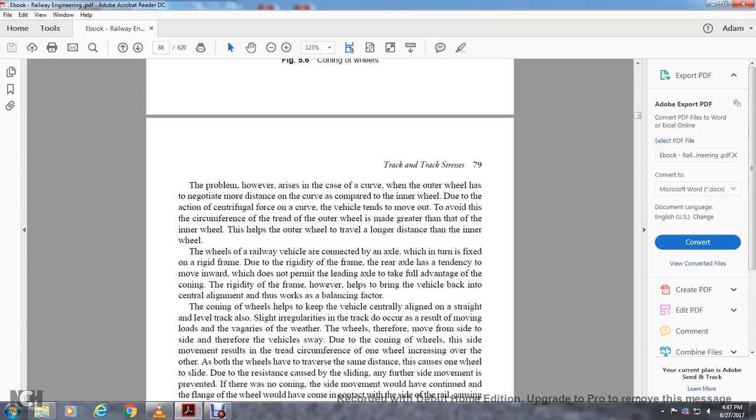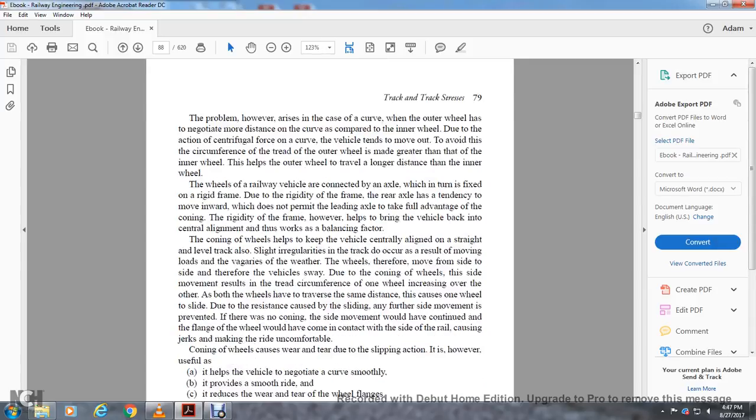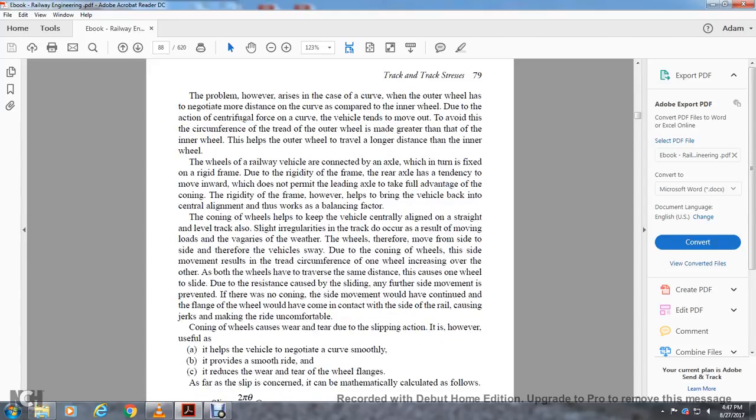The wheels of a railway vehicle connected with the axle will turn with the rigid frame. Due to the rigid frame, the rear axle has a tendency to move inward, which does not permit the leading axle to move to take advantage of the coning. The rigidity of the frame, however, helps bring the vehicle back to center alignment and works as a balancing factor.